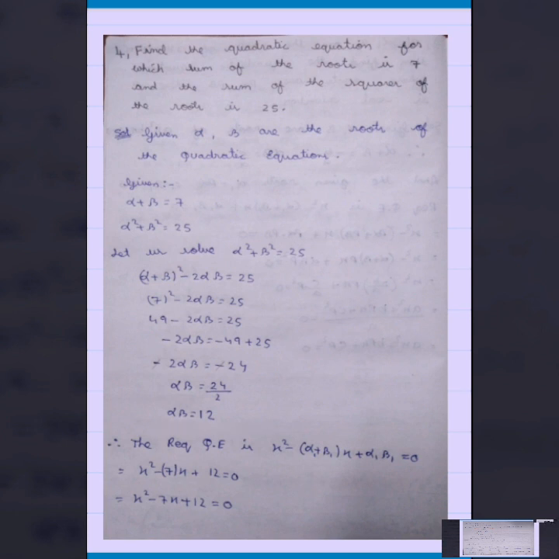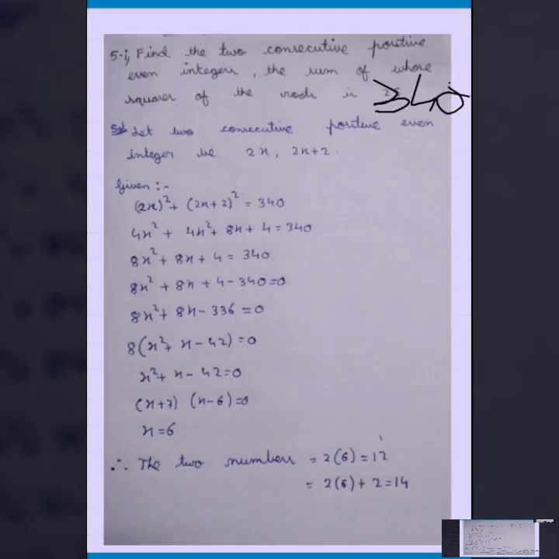So substitute these values in the required quadratic equation, that is x square minus alpha 1 plus beta 1 into x plus alpha 1 beta 1 equal to 0. So x square minus 7 into x plus 12 equal to 0, that is x square minus 7x plus 12 equal to 0. So moving on to next sum.